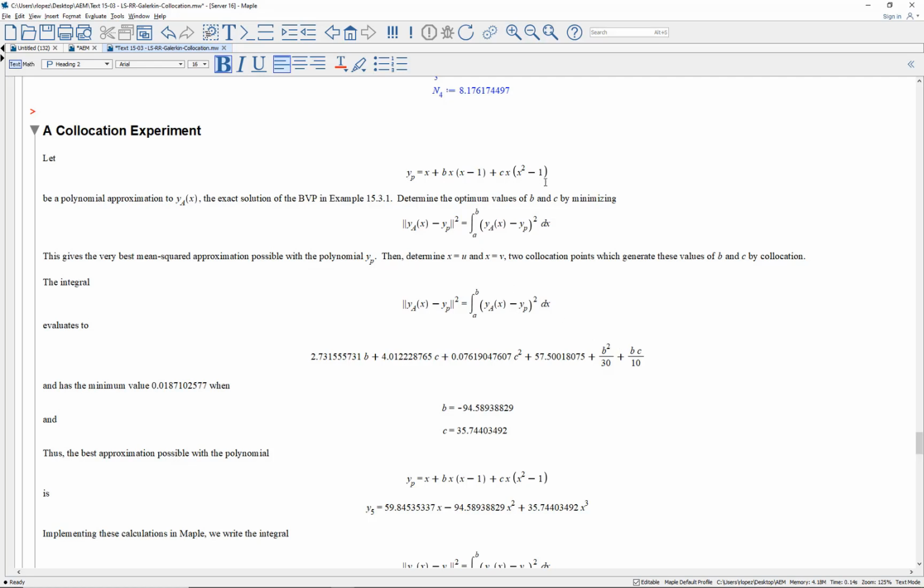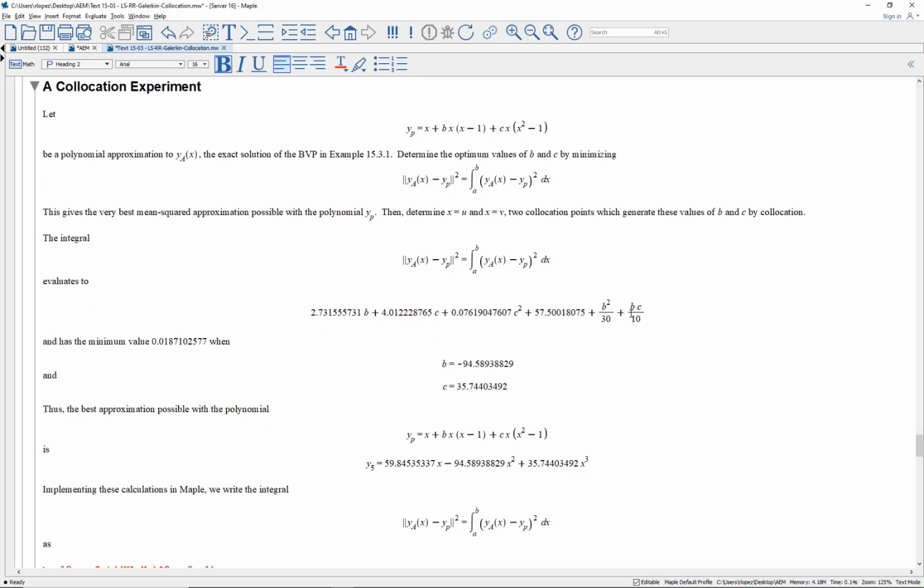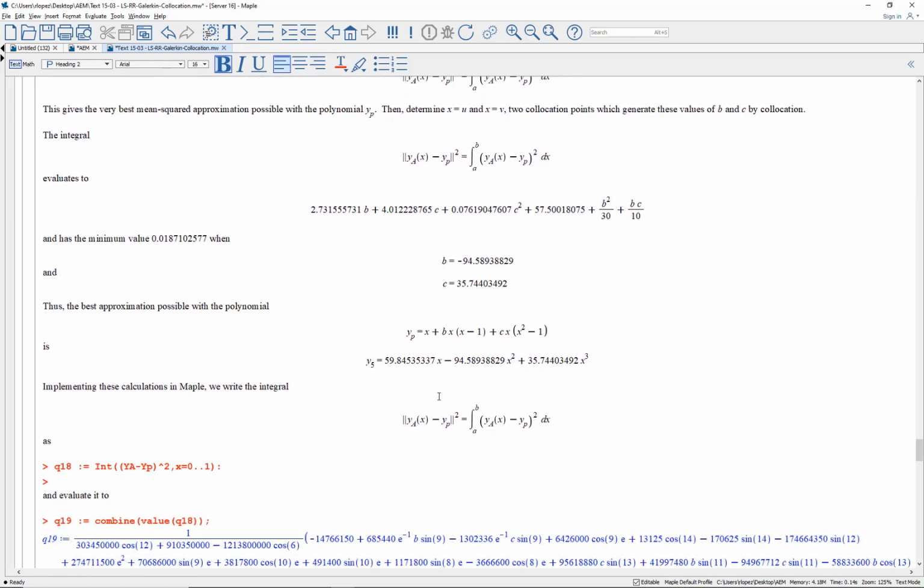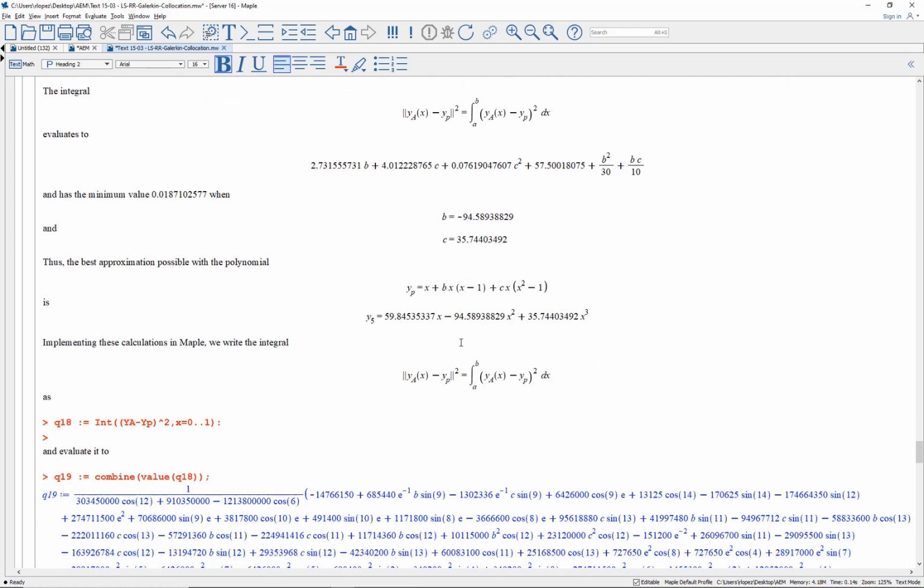This is the approximating polynomial. We have an exact solution, the L2 norm of the difference. Well, we can compute that. Minimize this difference, and that gives you optimal values for B and C. So here are the optimal values for B and C. This would be the optimal collocation approximation if you could pick the points that gave you this expression.